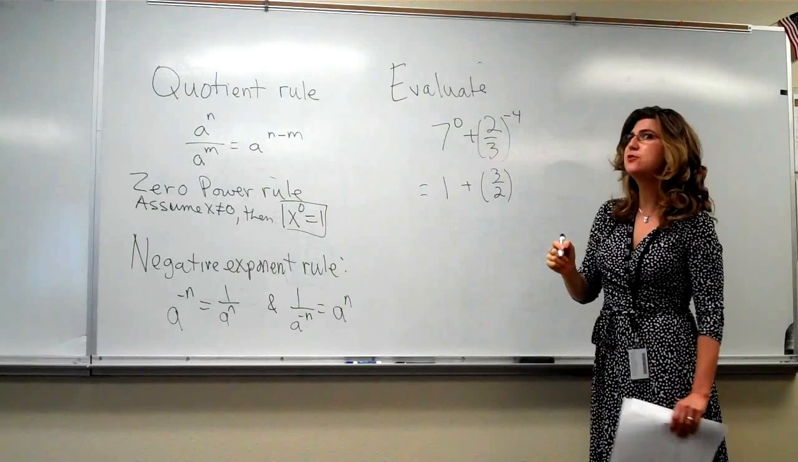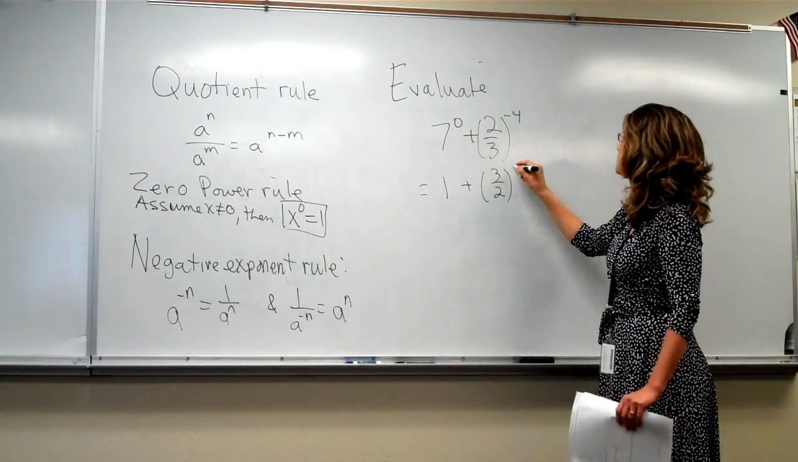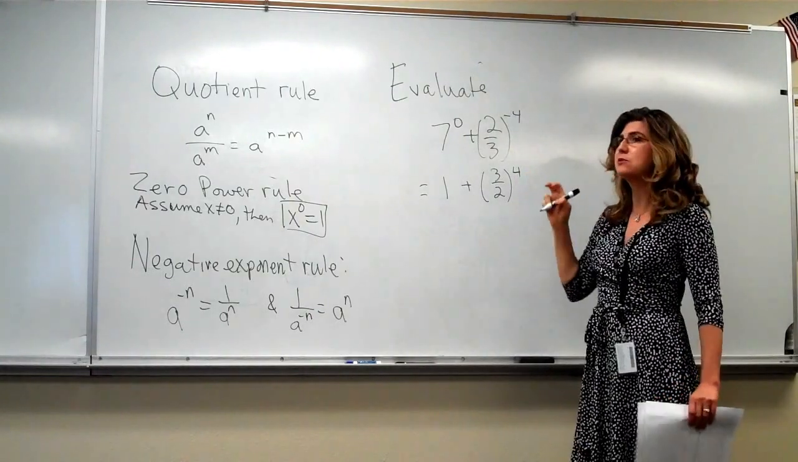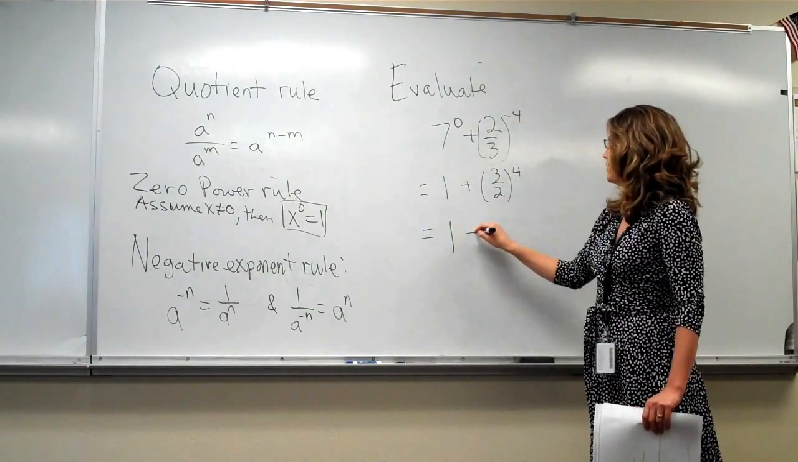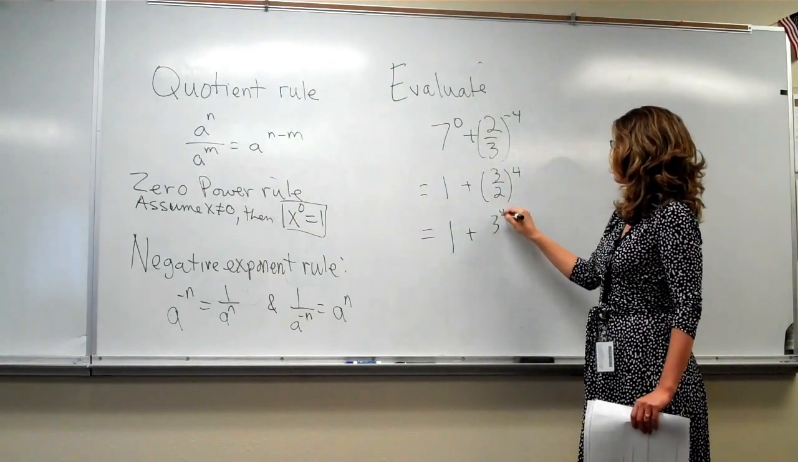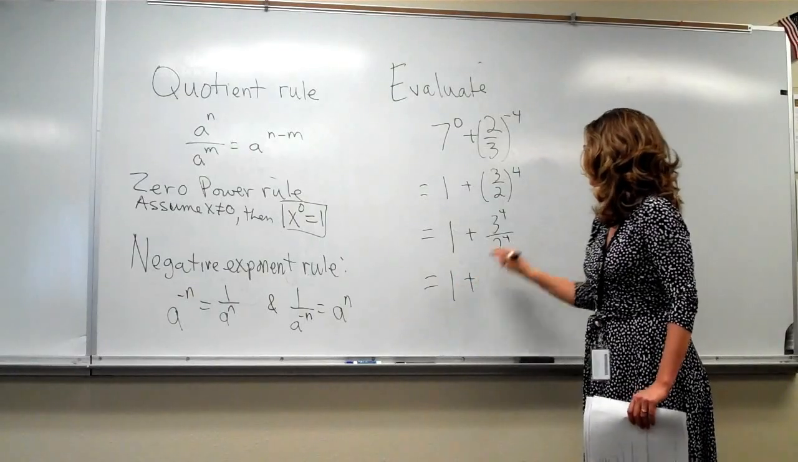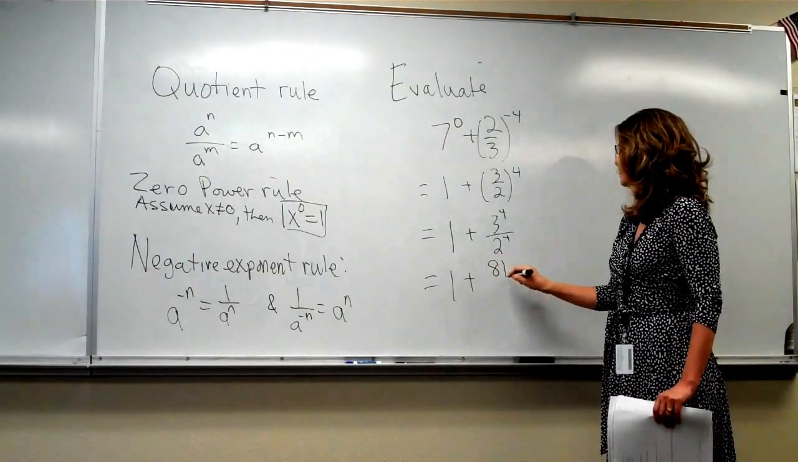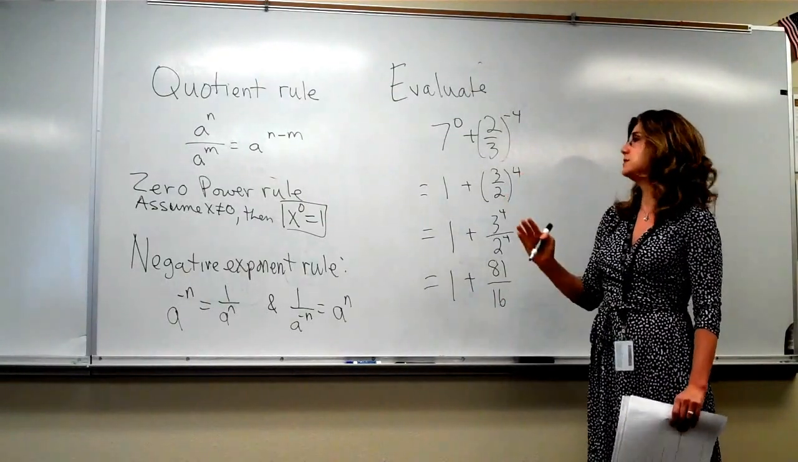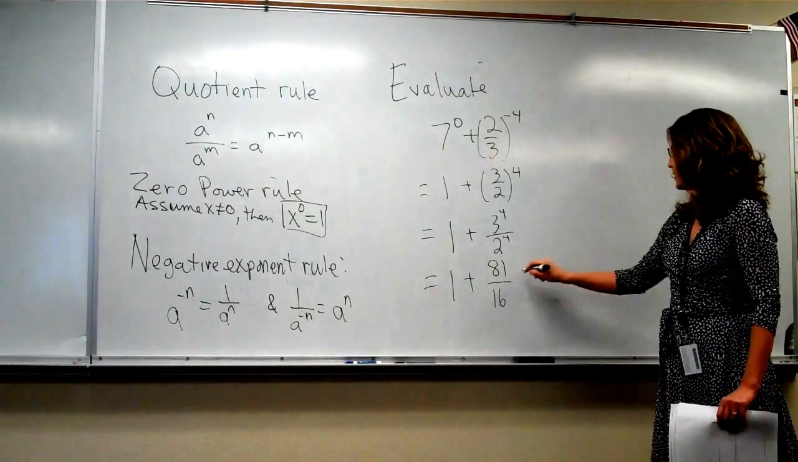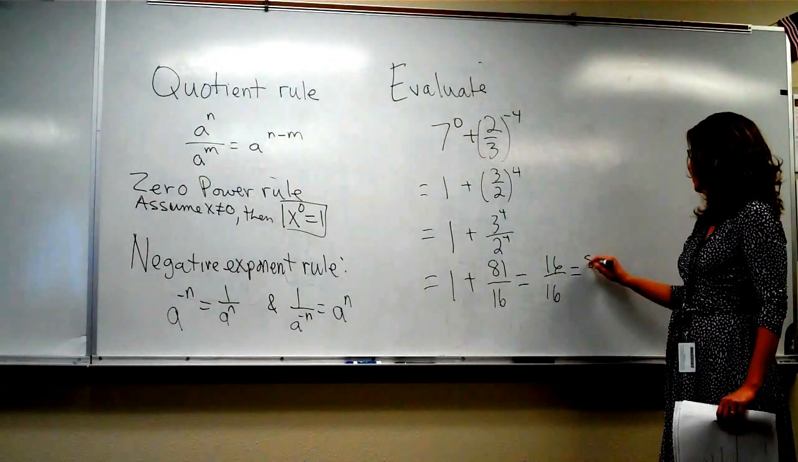Now is it to the plus 4 or the minus 4? I know you said to the plus 4, because when we take the reciprocal, we use up the minus sign. So this is 1 plus 3 to the 4th over 2 to the 4th. 3 to the 4th is 81, and 2 to the 4th is 2 times 2 times 2 times 2, which is 16. 1 can be written as 16 over 16, thus giving us a common denominator.